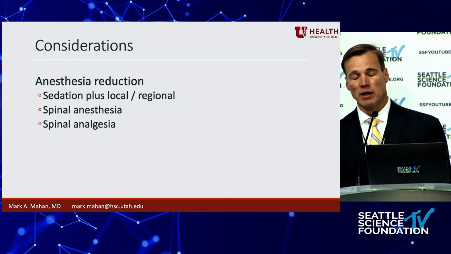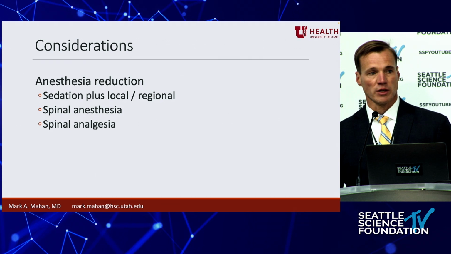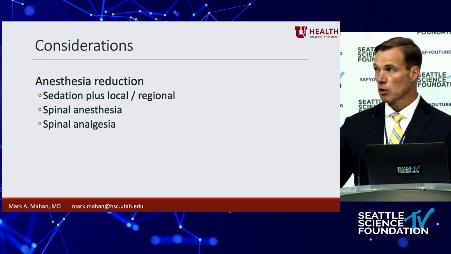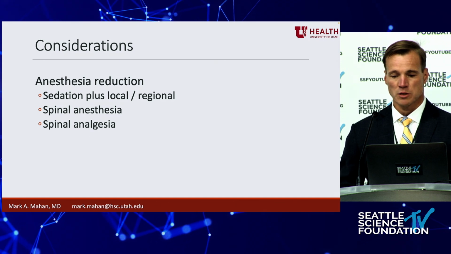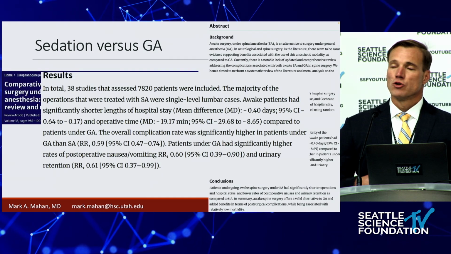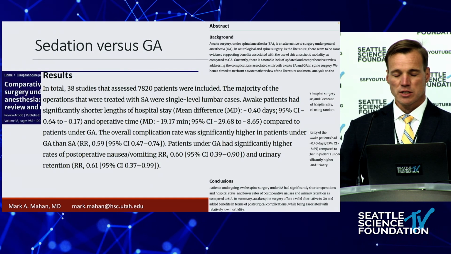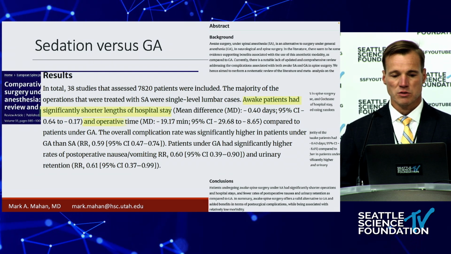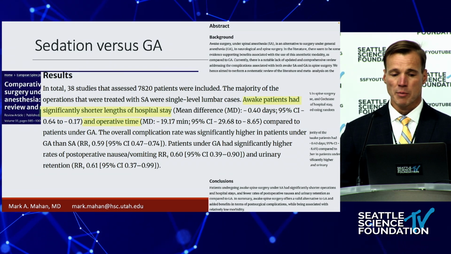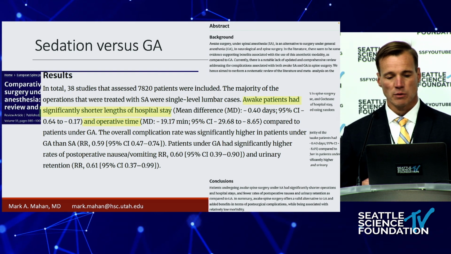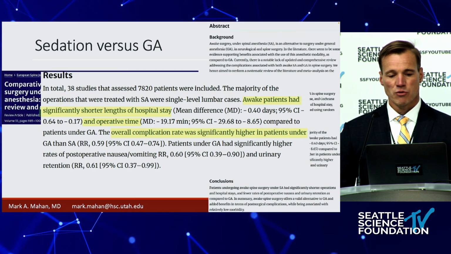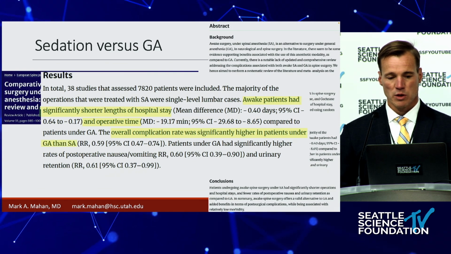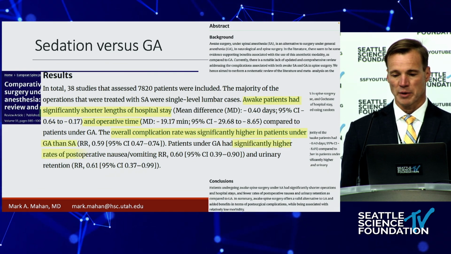And some people do spinal analgesia, meaning intrathecal morphine, which helps reduce blood loss in a lot of scoliosis cases, and it helps us in our procedures if you want to. There's good evidence for sedation over general anesthesia. The awake patients tend to have shorter hospital length of stay, sometimes lower operative time, but these are biased comparisons. And they tend to have complication rates that are higher under general anesthesia, with greater postoperative nausea and vomiting.